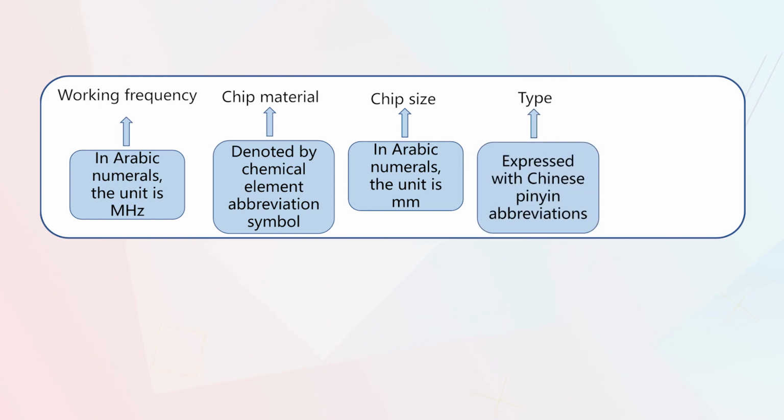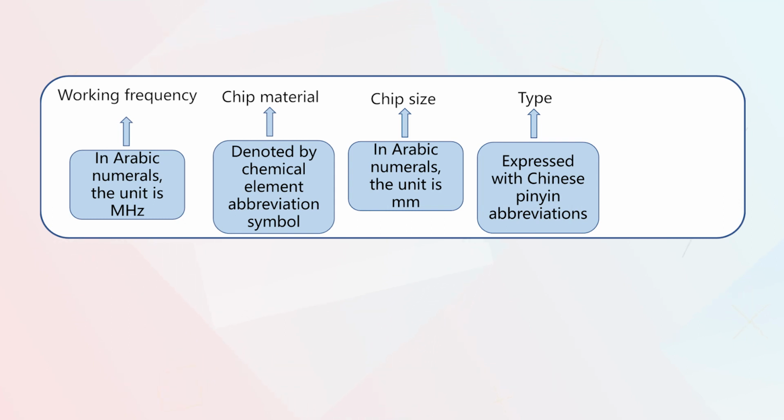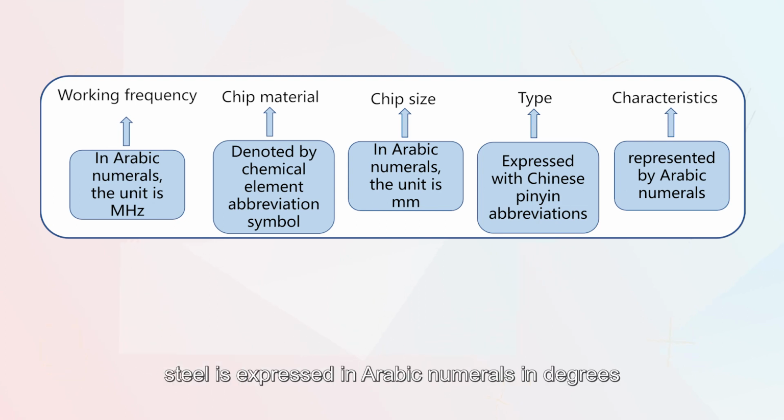Types of probes are represented by Chinese pinyin abbreviations. Straight probes may not be marked. Probe characteristics: the tangent value of the refraction angle in steel of the oblique probe, the K value, is represented by Arabic numerals. The refraction angle in steel is expressed in Arabic numerals in degrees.